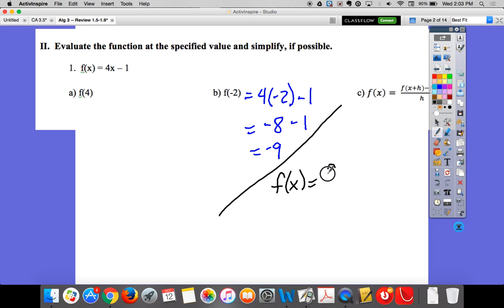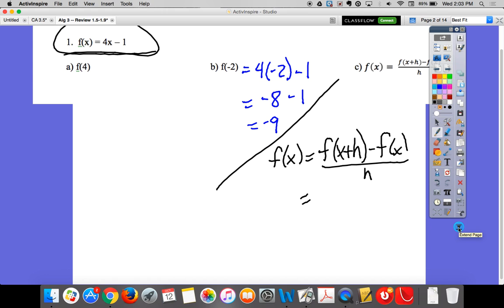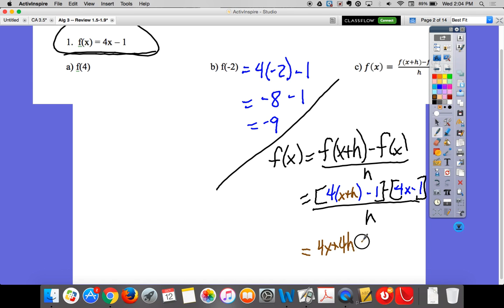So f of x equals, we've got f of x plus h minus f of x all over h. And we're doing this for 4x minus 1. Alright? So remember how I told you to block this off. You're going to have the first part minus the second part. Now the second part is exactly what your function is, 4x minus 1. Now the first part, you will come in here and wherever the x is, you're going to put x plus h. Go through, distribute 4x plus 4h minus 1, and then distribute your negative.